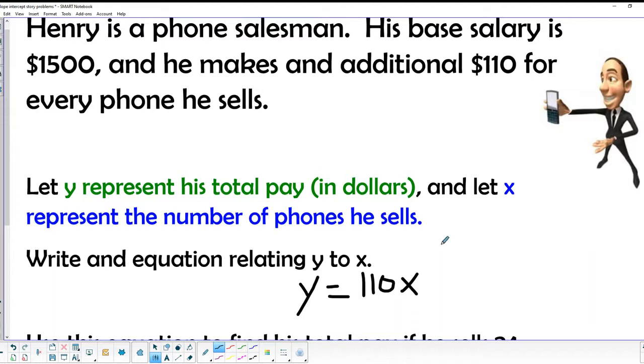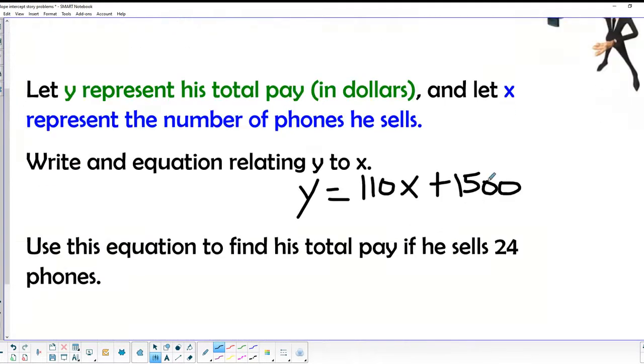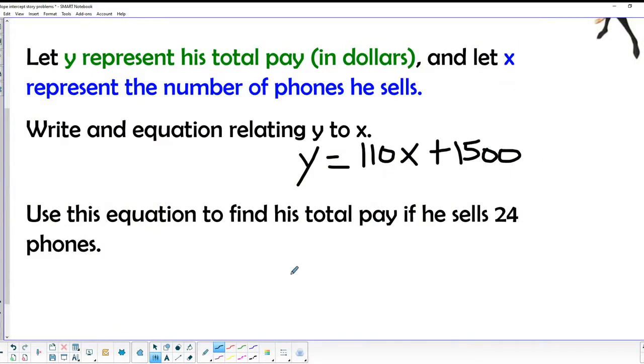And his base salary just for working for the company is $1,500 a month, which will pay a couple of bills, but it's a good start. Okay, let's use this equation to find his total pay if he sells 24 phones. So total pay, Y, is equal to 110 multiplied by 24. And then you add to that 1,500.